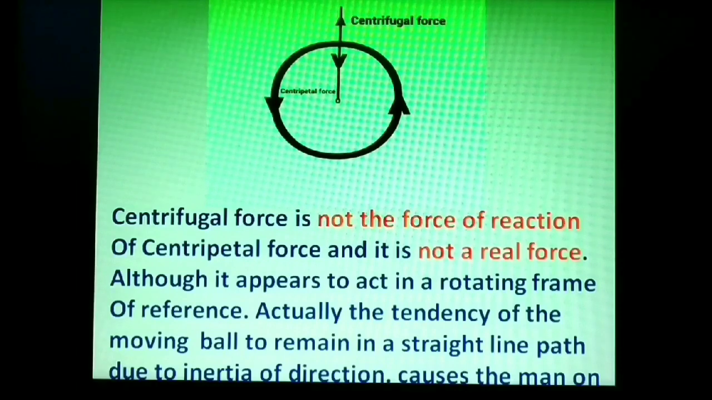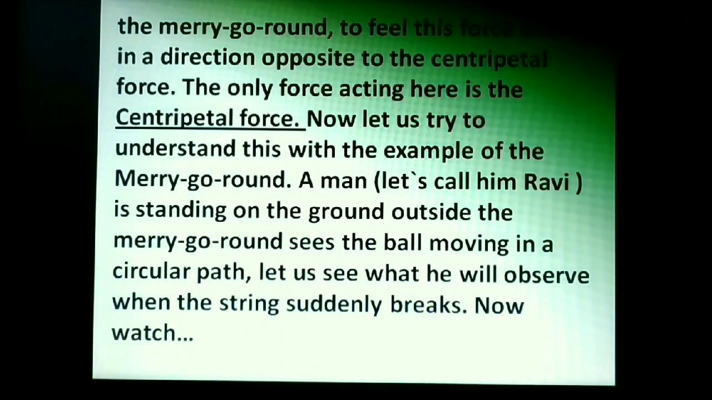Actually, the tendency of the moving ball to remain in a straight path due to inertia of direction causes the man on the merry-go-round to feel this force, acting in a direction opposite to the centripetal force. But the only force acting here is the centripetal force. Now, let us try to understand this with the example of the merry-go-round. A man, let's call him Ravi, is standing on the ground outside the merry-go-round, sees the ball moving in a circular path. Let us see what he will observe when the string suddenly breaks. Now watch.